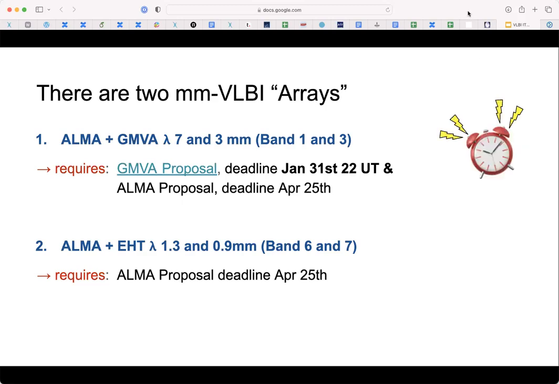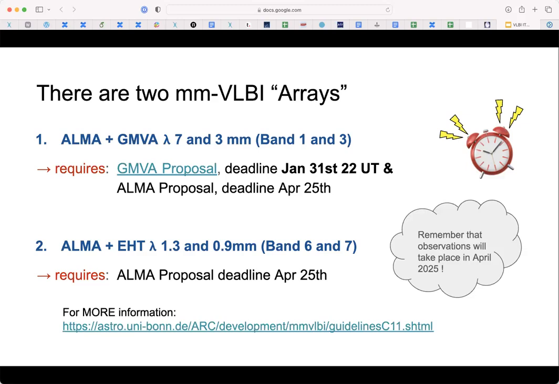Again, a reminder here that the GMVA deadline is coming up. So if you're interested, you should start writing your proposal. And also, if you have questions, let us know, or we can get you in touch with the GMVA. If you do miss the January 31st deadline, you will have to wait a year to observe again with the GMVA and ALMA. If you only want to observe with the GMVA without ALMA, there is a second deadline in August.